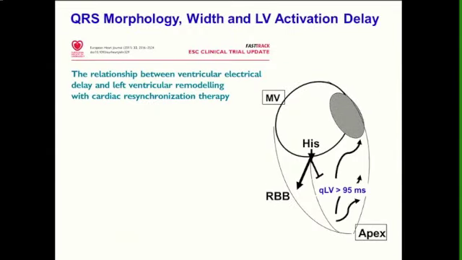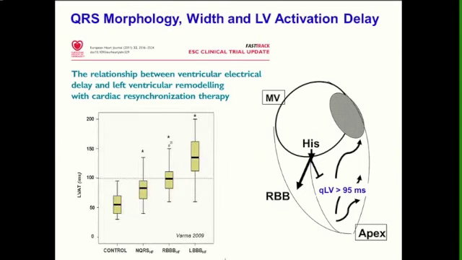Why is that important? Going back to the schematic, the actual LV activation delay seems to be important. That's tightly related to the QRS duration in left bundle branch block, not in non-left bundle branch patients. When you actually measure that activation delay from the onset of the QRS to the latest activated LV site, when that number is more than 95 milliseconds, there was a very much increased chance of response. And this is from the SMART-AV trial, published by Mike Gold as first author. So why is that important?